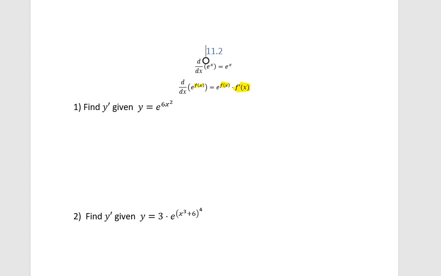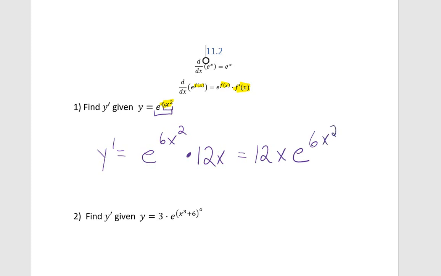So first, we want to find y prime given e to the 6x squared. So that 6x squared is going to be our inside function. So when we take the derivative, well, the derivative of e is just e to the whatever it's being raised to, times the derivative of this inside function, which is going to be 12x. We could leave it like that. It's usually good to put your coefficients in the front, and that would be your solution.